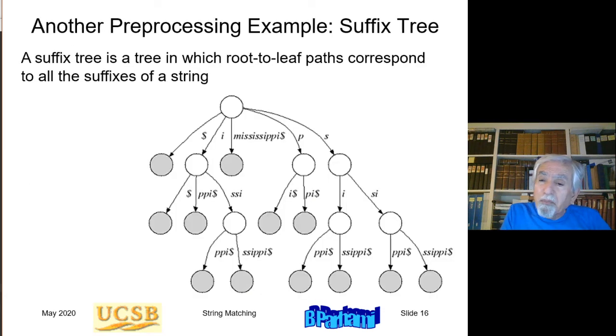Okay, here's another pre-processing example. It's known as a suffix tree. So suppose the data string is Mississippi. Okay, this is a small example. And we put a $ sign at the end, so that that's sort of a signal that that's the end of the string. So whenever we scan the string, when we get to the $ sign, we know that that's the end of it. That's a unique symbol at the end of the string.